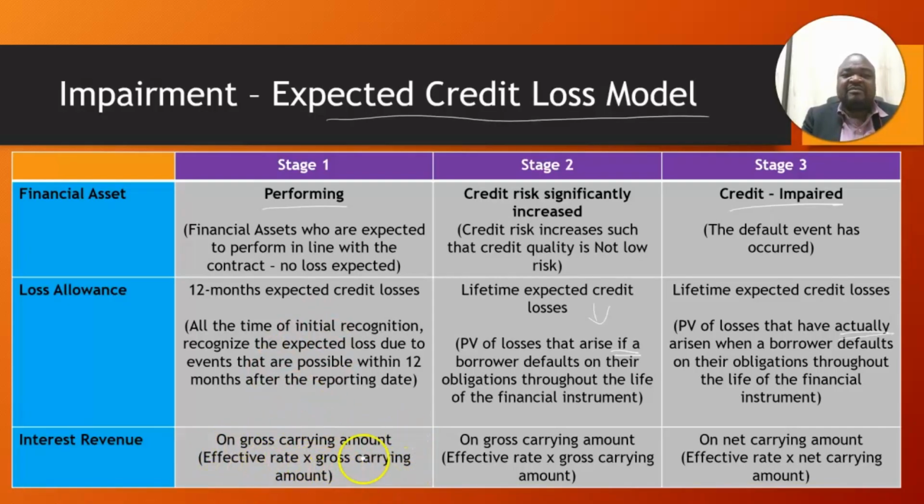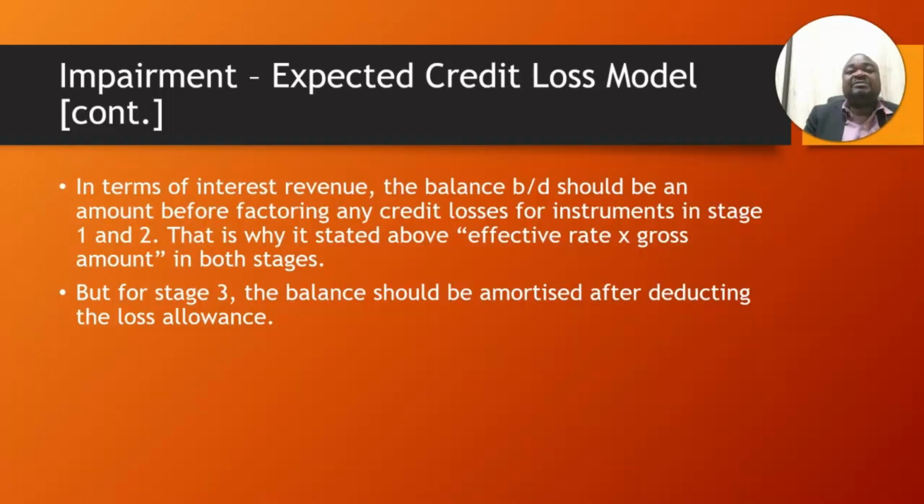Now, when it comes to interest revenue, stage 1 on gross carrying amount, we just have to use the effective rate multiplied by gross carrying amount. Stage 2 on gross carrying amount, effective rate multiplied by gross carrying amount. Then stage 3 on net carrying amount, effective rate multiplied by net carrying amount. In terms of interest revenue, the balance brought forward should be an amount before factoring any credit losses for instruments in stage 1 and 2. That is why it's stated above, effective interest rate multiplied by gross amount in both stages. But for stage 3, the balance should be amortized after deducting the loss allowance.